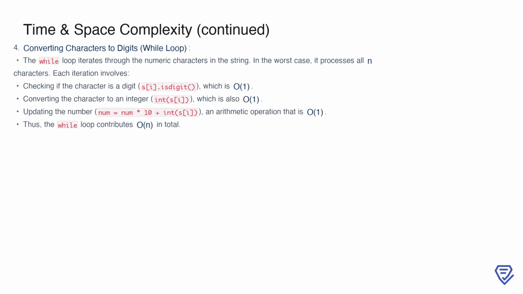The most significant contribution to the time complexity comes from the while loop. This loop processes numeric characters and iterates through them one by one. Each iteration involves constant time operations, such as checking if a character is a digit, converting it to an integer, and updating the number. Since the loop iterates through all numeric characters in the string, its total contribution is O(n). These components together result in an overall time complexity of O(n).